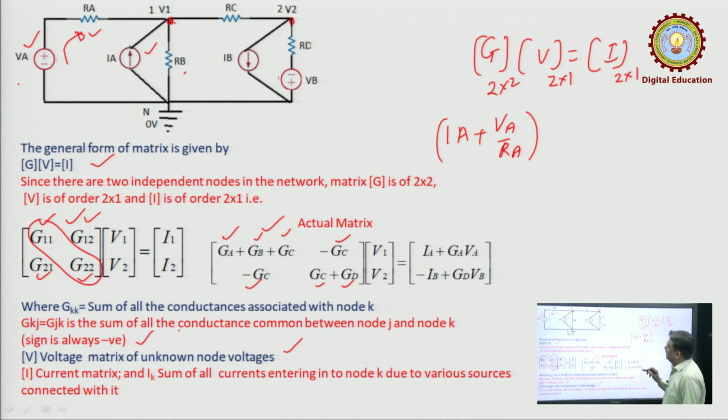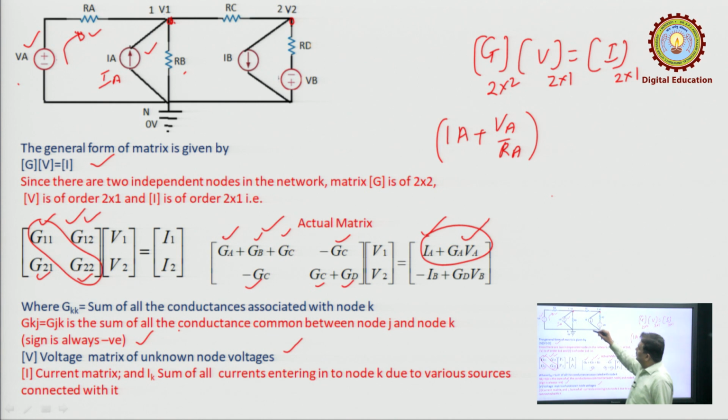So, suppose this is IA. So, IA plus GA into VA, GA is the conductance corresponding to RA. So, GA VA. So, this is the net current entering into node 1 due to the two energy sources which are connected with node 1.